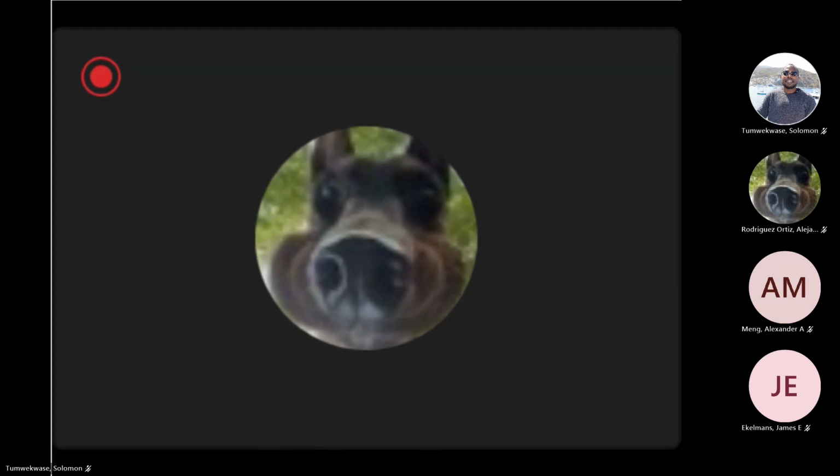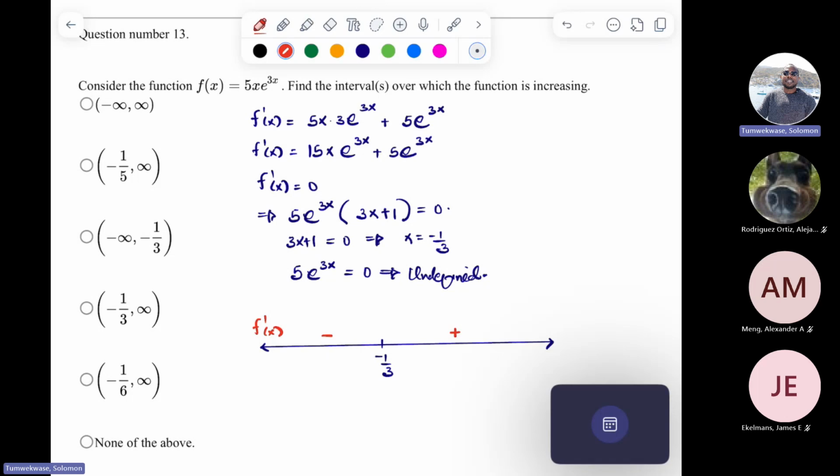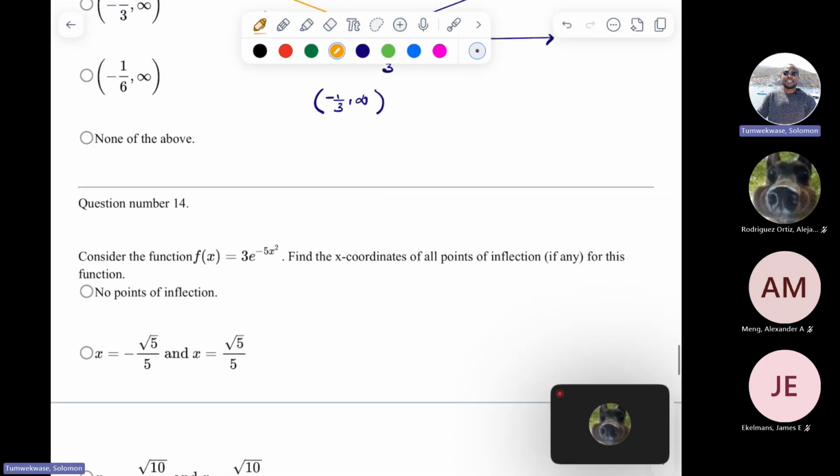And therefore, the interval for which the function is increasing is from -1/3 all the way to infinity. Why? Because you can see that this guy is increasing here. If someone asked you more, clearly you can see it is decreasing here. And therefore, you could say that our critical point, -1/3, is a local minimum. Okay.